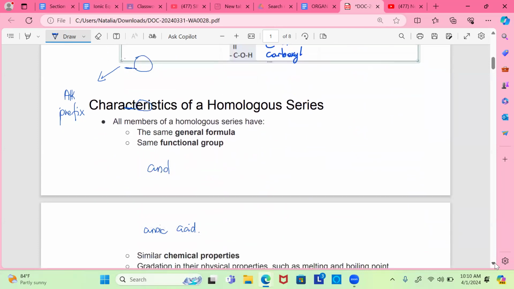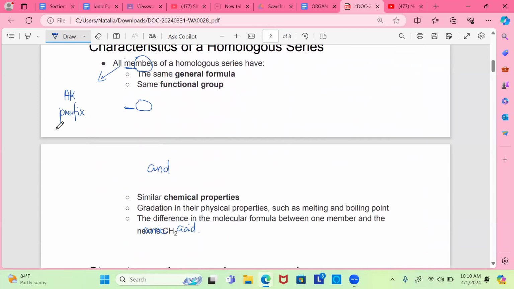We're going to recall the characteristics of homologous series. Now, this is where your text tells you something. Every member of a homologous series has the following characteristics or properties. All of them have the same general formula. They all have the same functional group, right?